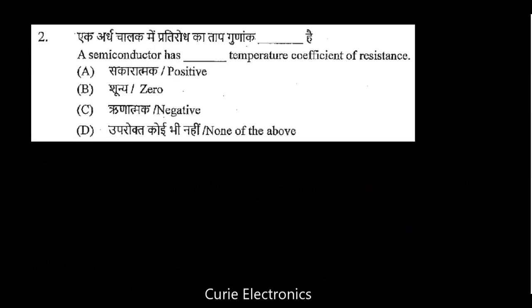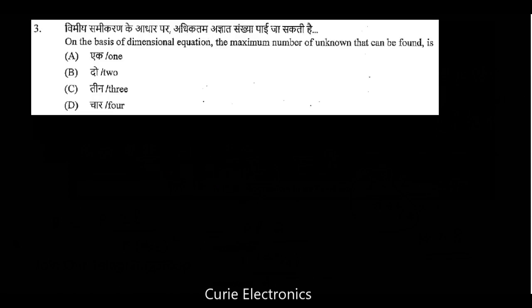A semiconductor has dash temperature coefficient of resistance. For a semiconductor, what happens? When temperature increases, resistance decreases. So it is a negative temperature coefficient. That is, when temperature increases, resistance decreases.